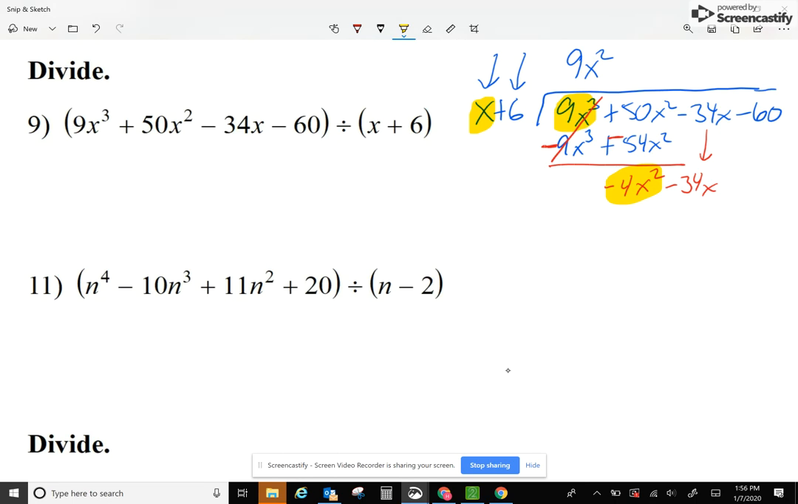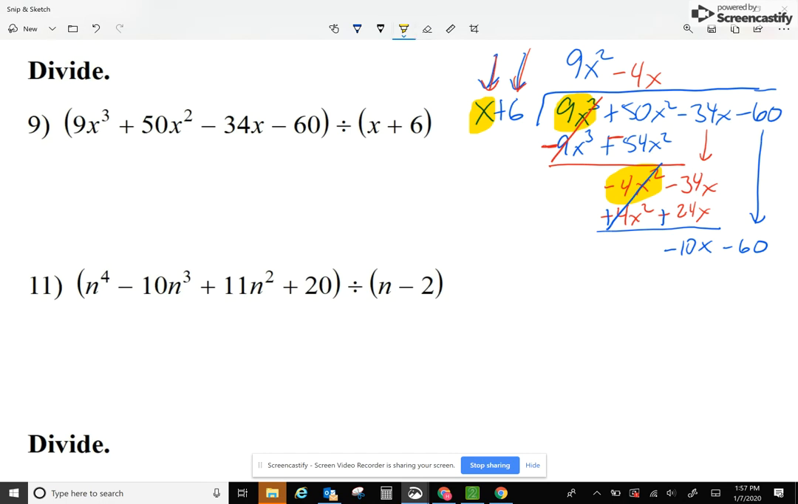Divide the first term by the first term. So negative 4x squared divided by x, that gives me negative 4x. Now multiply negative 4x to the two terms on the outside. Negative 4 times x, that gives me negative 4x to the second. Negative 4x times 6, that gives me negative 24x. Now I'm going to draw my line. I'm going to change the signs. Remember, when subtracting polynomials, we switch the signs. The first term should cancel out. Negative 34 plus 24, that gives me negative 10x minus 60.